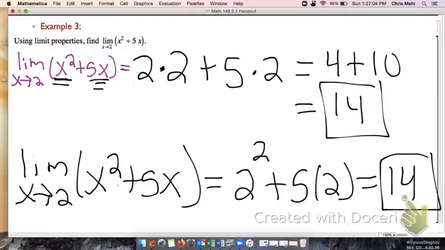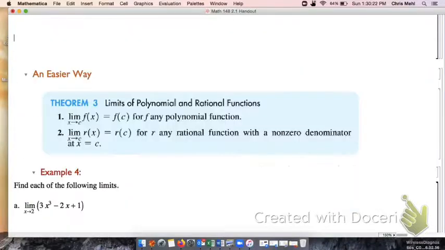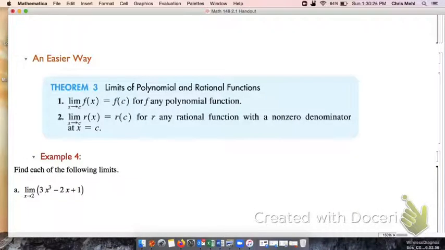If you look at the next page, or just below, limits of polynomial and rational functions. Number 1, the limit as x approaches c of f of x is just f of c if f is a polynomial. So you just plug the limiting value in. The limit as x approaches c of r of x, where r is a rational function, as long as the denominator is non-zero at c, again, you can just plug c into the original function.